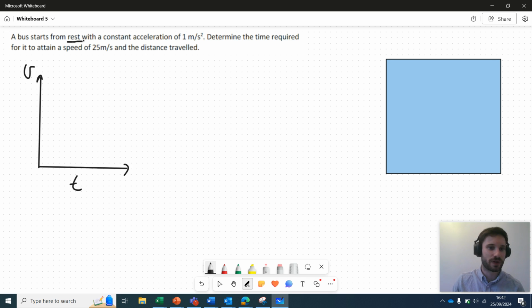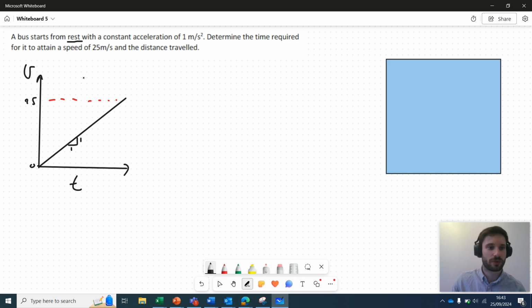So it says the bus starts from rest and has a constant acceleration of 1 meter per second squared. So presumably its velocity over time will look something like this, right? Where it starts at 0, and it ends at 25. And its acceleration, or every 1 unit of time, it's increasing in velocity by 1 meter per second. So every 1 across, we go 1 up.